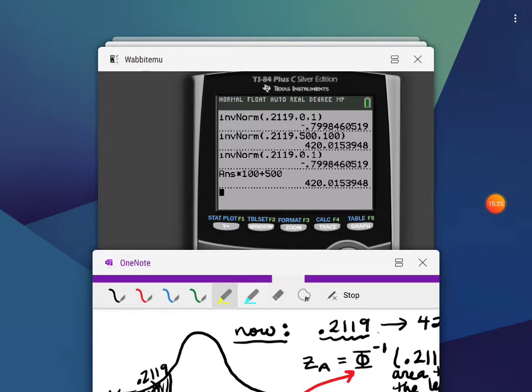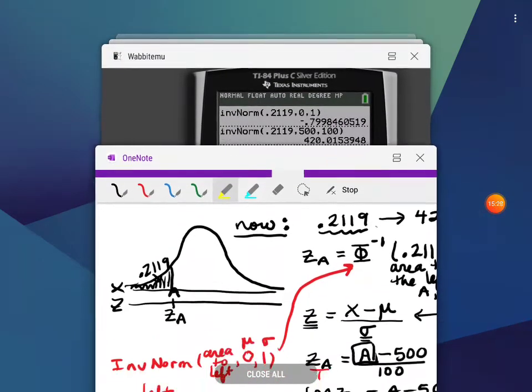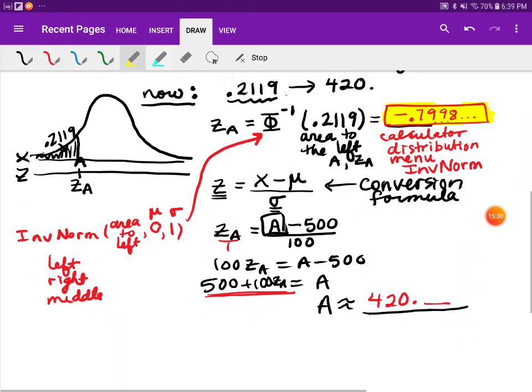Cool. So negative 0.7998. That is what I put. Negative 0.7998. Okay, cool. And then this is the answer, and we're doing SAT score, so it makes sense to just round to 3 decimal places. So here you can write inverse normal.